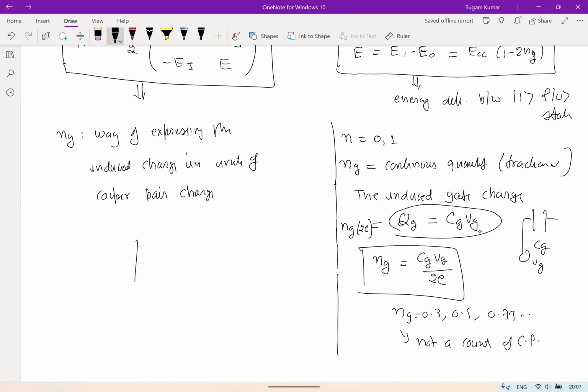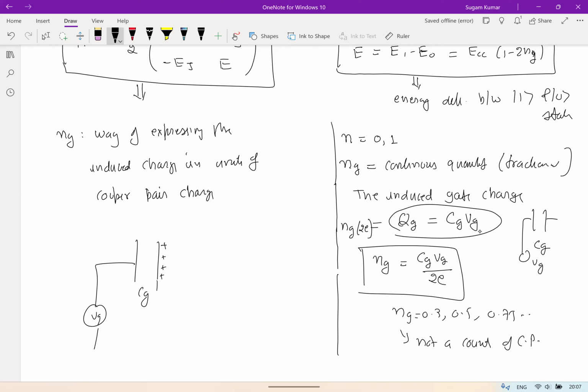So keep in mind that this capacitor, which is equal to CG and attached with the VG, this gate capacitor and the voltage, they are not going to inject any real Cooper pair. Okay, they are not injecting any Cooper pair. This is just charges going to accumulate on the surface. They induce an electrostatic energy bias. Are you getting this point?